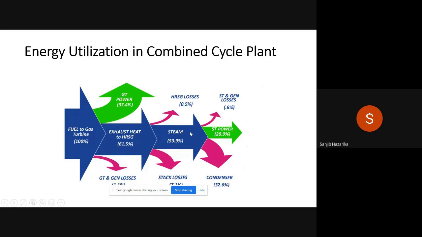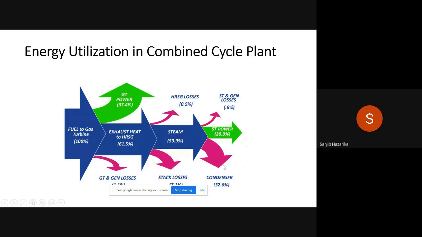So this steam is used to produce steam turbine power, and that's basically produced by the steam turbine. And a major chunk of this energy goes to the condenser. Basically, in a steam turbine, we maintain vacuum in the low-pressure turbine part, so that we can make maximum utilization of the energy that's available.